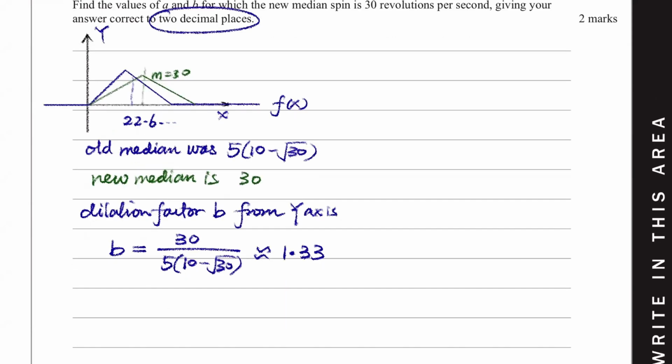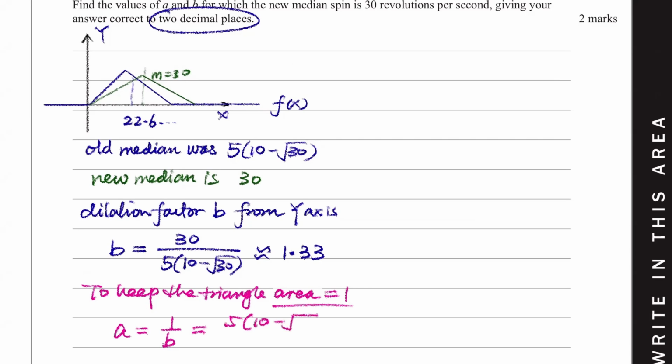The other thing is to keep the triangle area equal to 1. A must equal 1 over B, because you elongated by a factor B horizontally. Then you need to divide the area by B, okay, to maintain an area of 1. So that is 5 times 10 minus root 30 divided by 30. And it's approximately equal to 0.75. Okay?